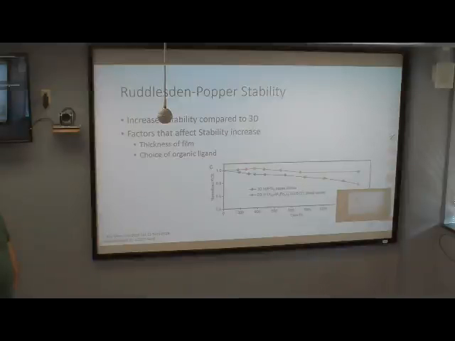So the Ruddlesden-Popper phase shows a smaller decrease in efficiency than the 3D, indicating that its structure has decomposed less than the 3D structure has.